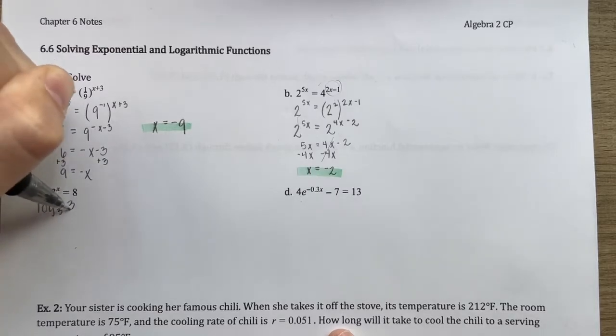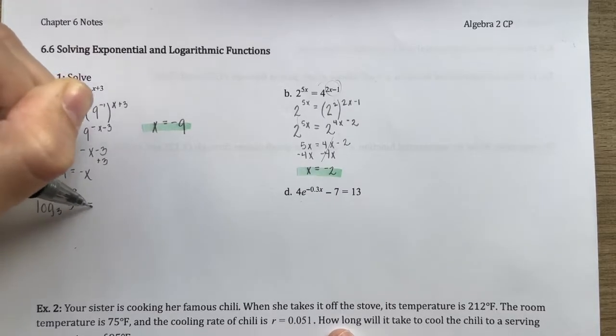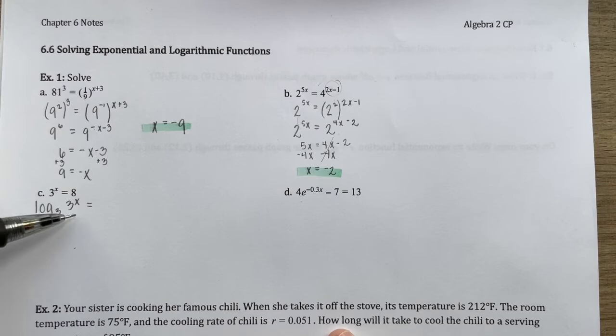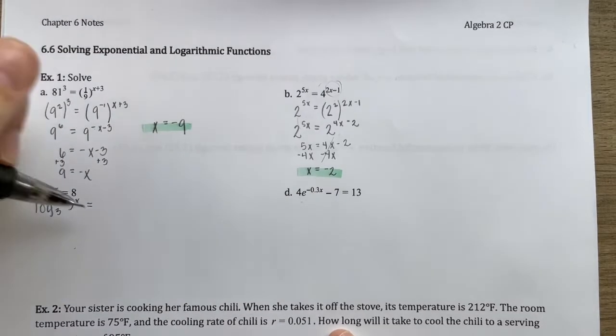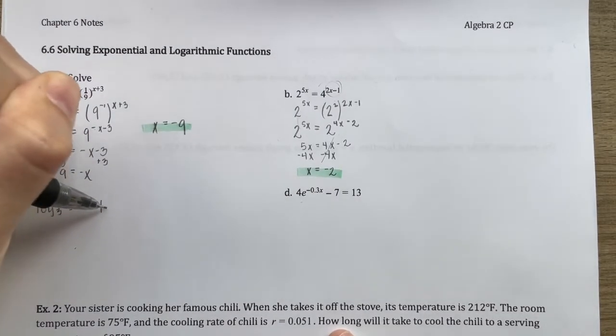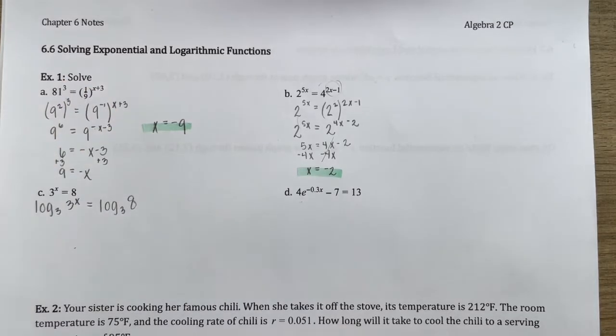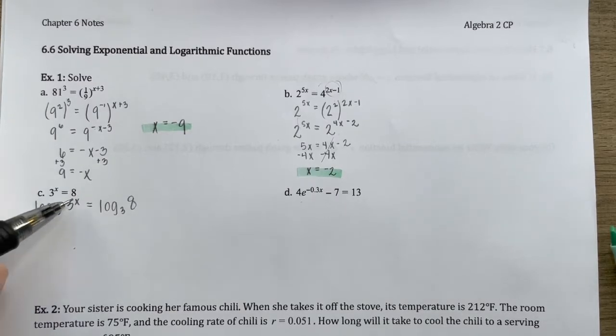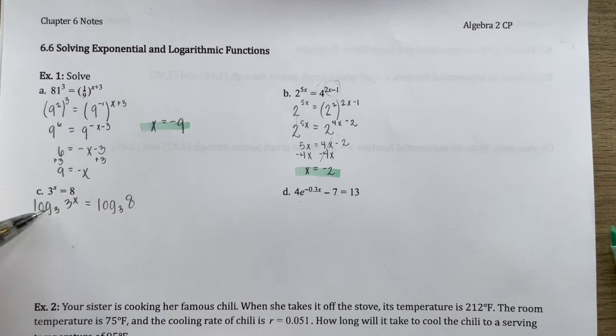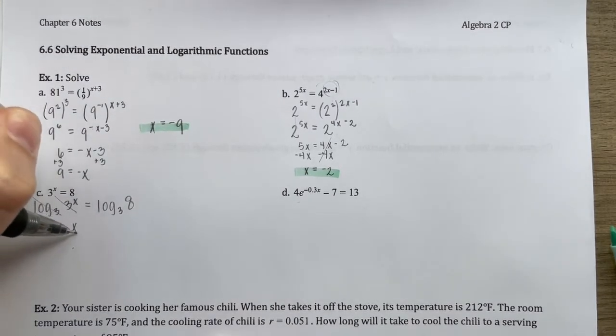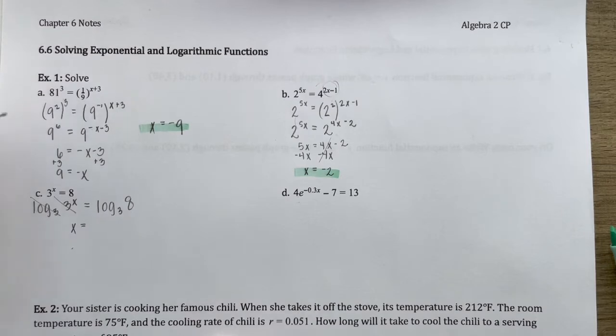I'm going to log base 3 both sides, so the left side becomes log base 3 of 3 to the x power, and then the right side becomes log base 3 of 8. Now the log base 3 and the exponential with a base of 3 are inverses, so they cancel each other out. And we're just left with x equals log base 3 of 8.